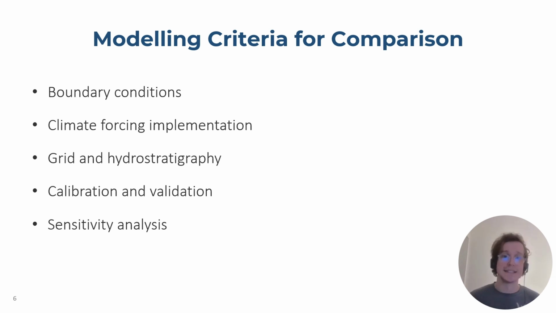Now, to ensure a consistent and systematic evaluation, the three studies are compared across 5 key modeling criteria, and these criteria reflect the primary modeling decisions that influence density-dependent intrusion behavior. They include boundary condition implementation, climate forcing strategies, grid and hydrostratigraphic representation, and calibration and validation approaches, as well as sensitivity analysis. Now, each of these components directly affects how uncertainty propagates through the model and influences predictive reliability. And I will now examine each of those criteria in turn.